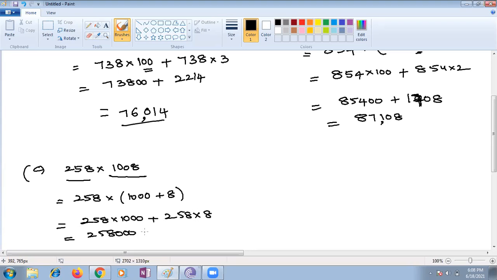258 into 1000 is 2,58,000, with three zeros. Come on. 8 8s are 64. 8 5s are 40, plus 6 is 46. 8 2s are 16, 16 plus 4 is 20. Can you give the complete answer? Come on. The mind only you should use, children. Come back. You have to complete the task. Ma'am, I think the answer is 26,064.